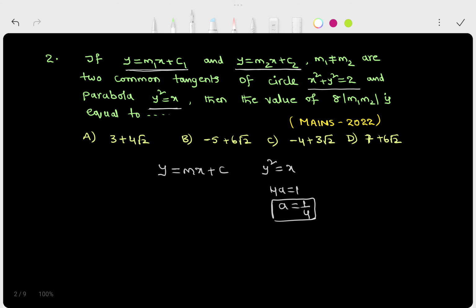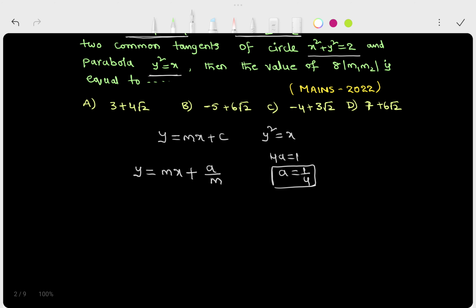You know that in the parabola topic, if y is equal to mx plus c is a tangent to y square is equal to 4ax, then what will be the condition of tangency? c is equal to a by m. So we can write y is equal to mx plus a by m. This is the condition of tangency. Now here c is equal to a by m is the condition of tangency. By replacing the c value with a by m, it represents the tangent in terms of the slope m.